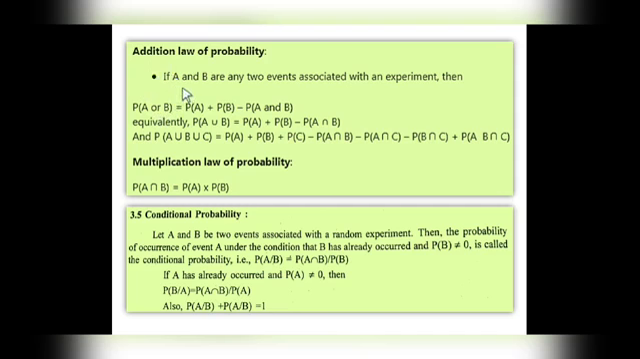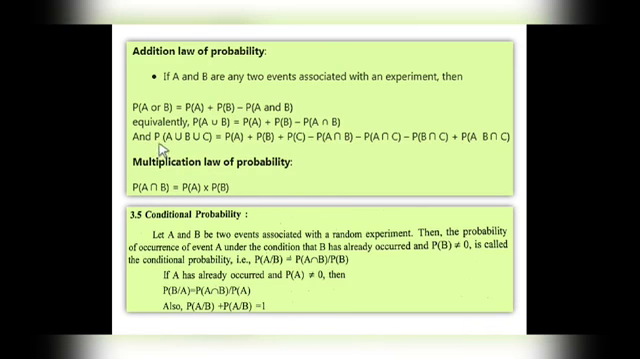Addition law of probability. If A and B are any two events associated with an experiment, then P(A or B) is equal to P(A) plus P(B) minus P(A and B). Eventually, P(A union B) is equal to P(A) plus P(B) minus P(A intersection B).